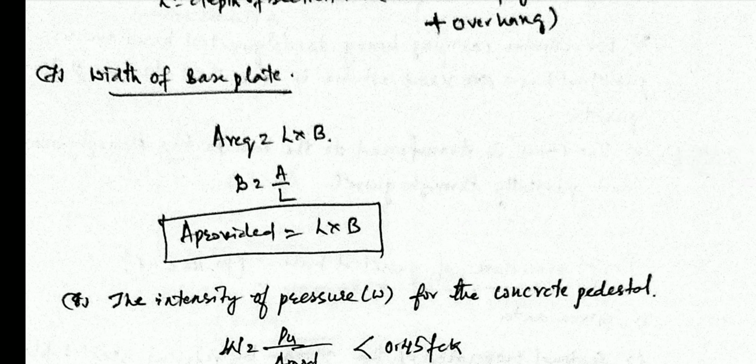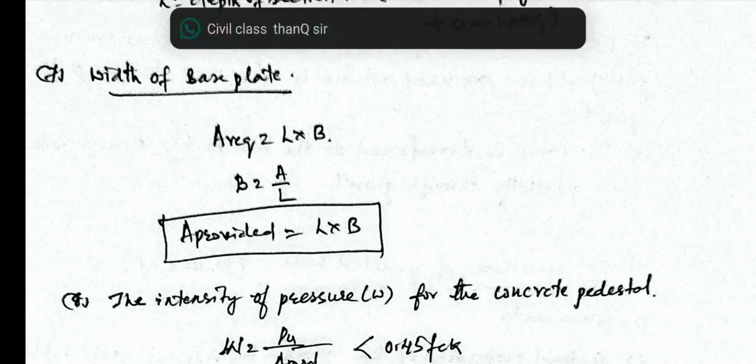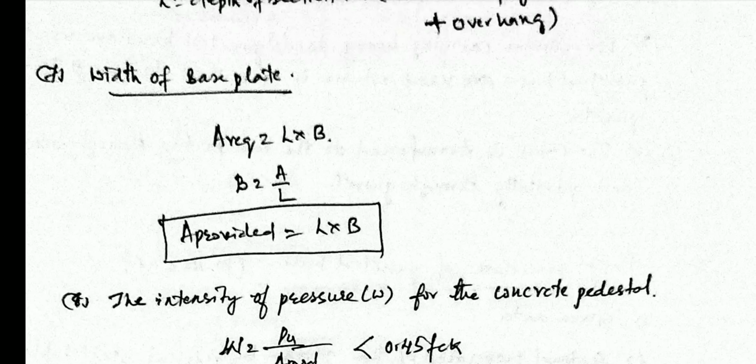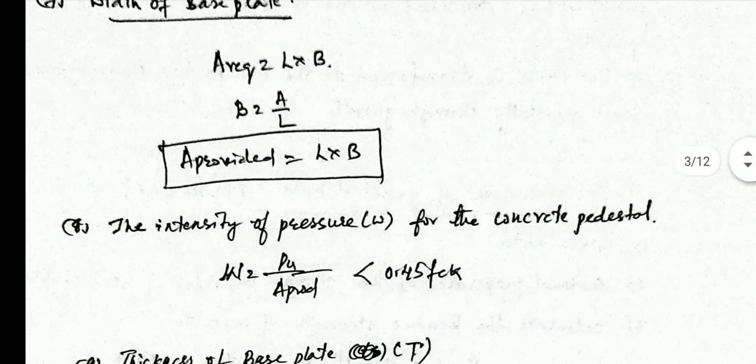So the width of the base plate we already know. Area required you can calculate already in step 4. Length you calculate in step number 5. So we multiply. The only thing unknown is B. So A you know, L you know, so you can calculate B directly. The value of B you can calculate from the formula.